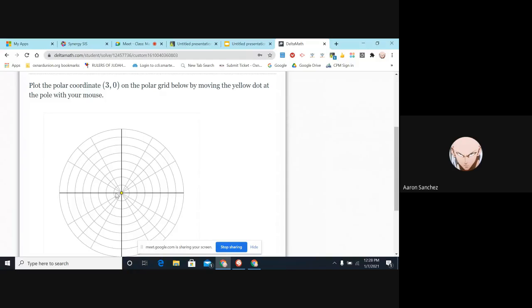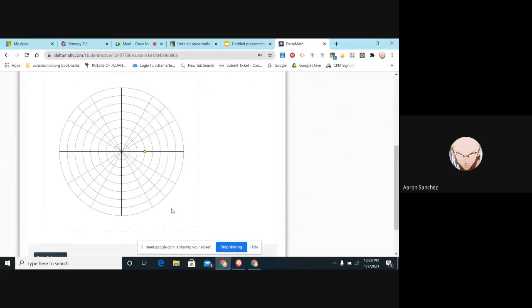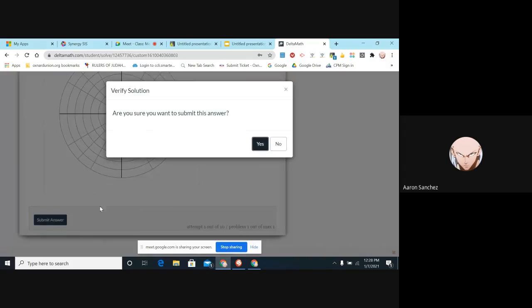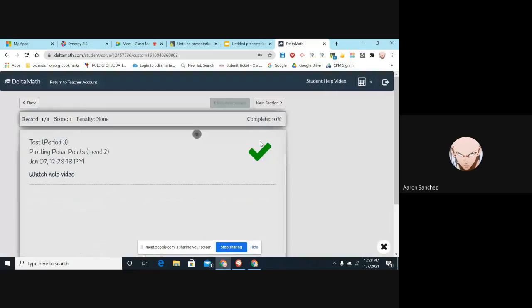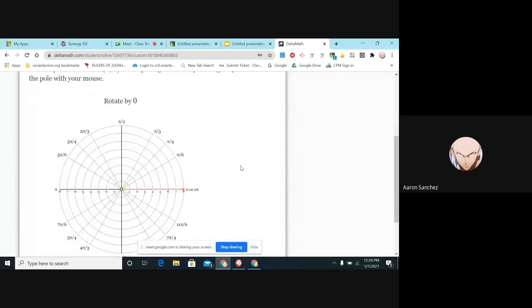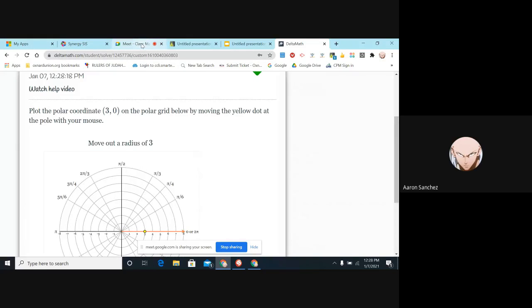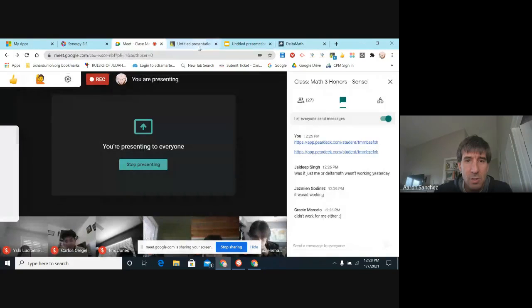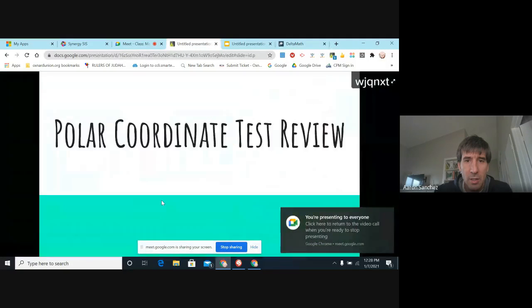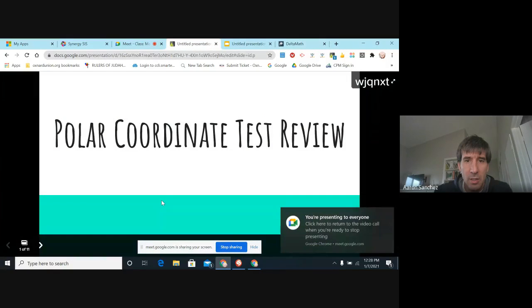Plot the polar coordinates 3, 0: a radius of 3 and an angle of 0. So you just go like that, and that should do it. Okay. So anyway, that's how you're going to review for plotting. But for now, I'm going to have you guys do the Pear Deck converting from rectangular form to polar form and polar to rectangular form.